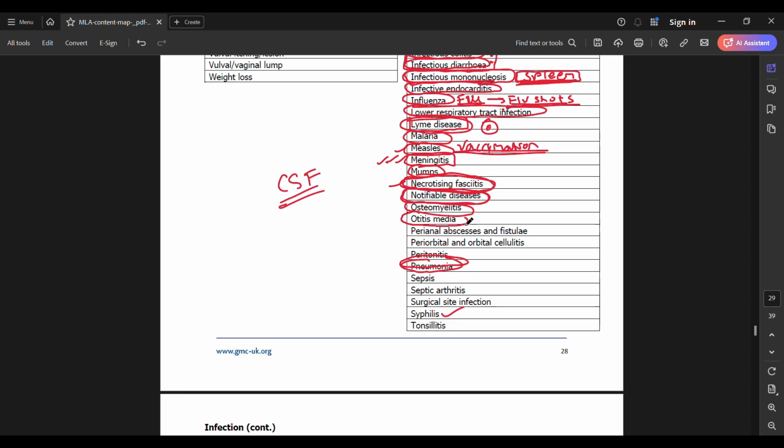Next, you have otitis media. This is something we've covered in ENT, so it may show up as acute suppurative otitis media in children who turn up the volume on their TV. Know when to give antibiotics and when not to give antibiotics, know the findings on otoscopy, know how to perform an otoscopy as well. So otitis media does show up. Next, you have perianal abscesses and fistula.